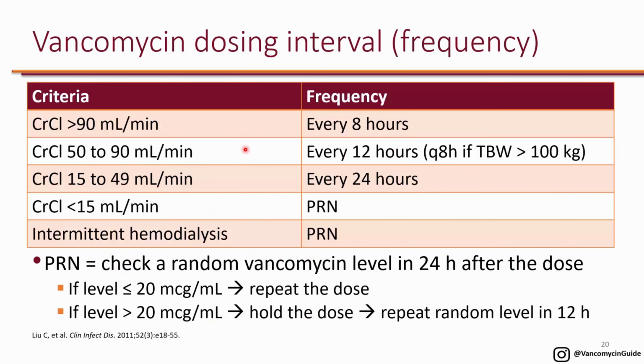And then the way you can choose the frequency is based on renal function. So in someone with excellent renal function, meaning creatinine clearance greater than 90, you can actually do every 8 hours. And of course, these recommendations are in adults.